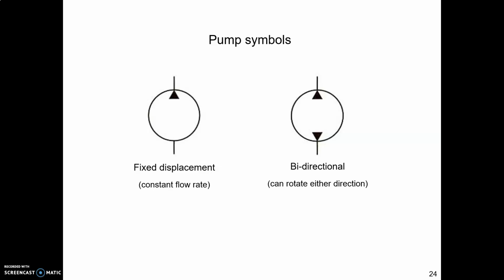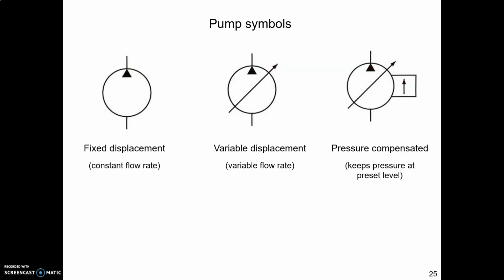And you could have a pump set up, or you purchased one, that can go either direction, bi-directional. And that kind of pump has arrows pointing out on each end. So that's a bi-directional pump. Last slide. Look at the picture in the middle. When you see a symbol with a sloping arrow through the middle of it, that means variable.